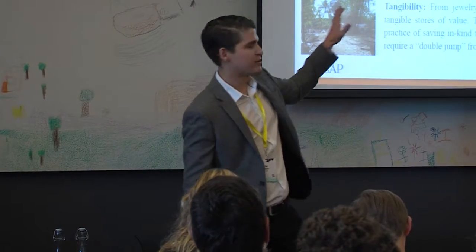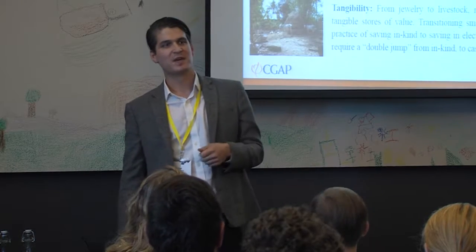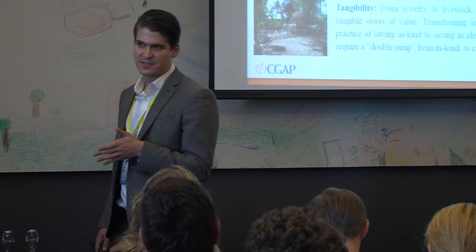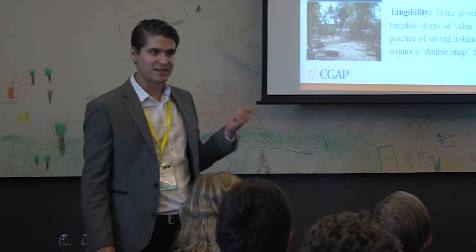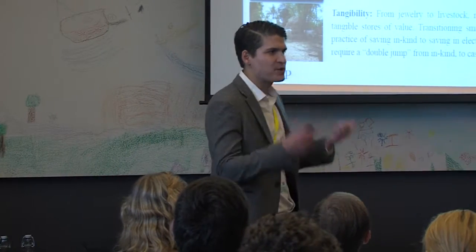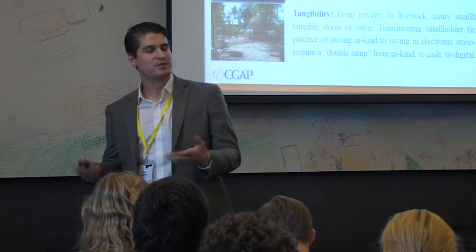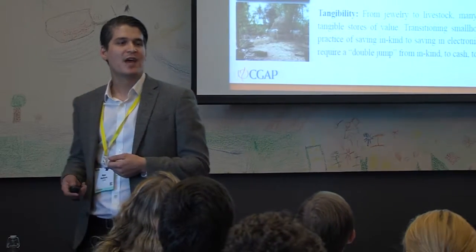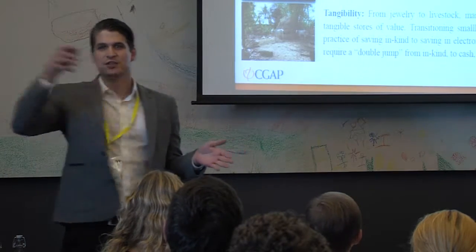But something I found particularly fascinating were these 3 core design principles. If you want to design mobile financial services, they should be flexible, so minimize the perceived risk of using these financial services. They should be familiar: try to replicate behaviors that you are already observing among these populations. And they should be tangible. Again, I go back to this double jump from in-kind to digital.